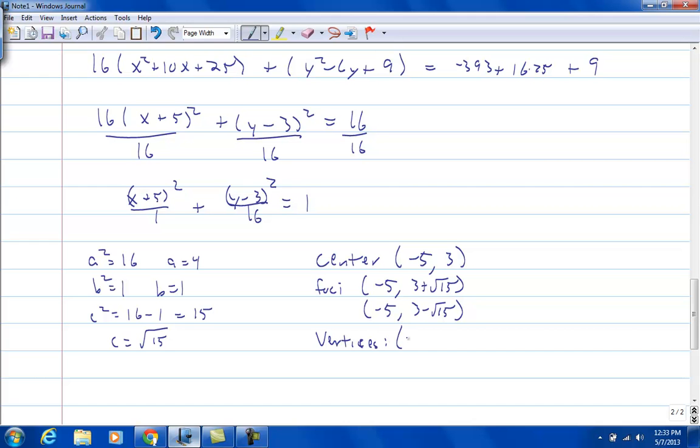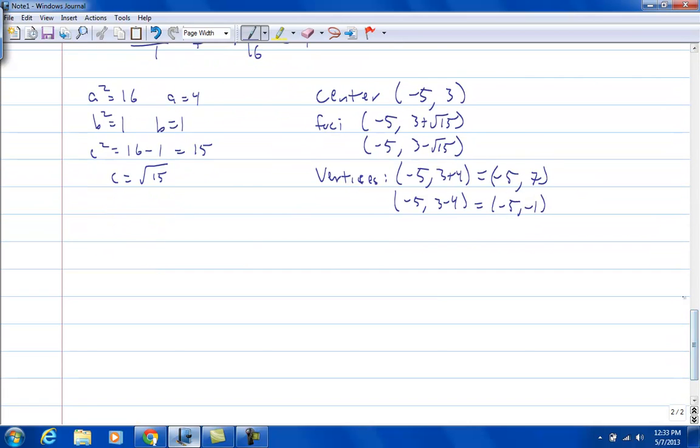And the vertices are going to be located at negative 5 comma 3 plus 4 and negative 5 comma 3 minus 4. It's negative 5, 7, negative 5, negative 1. And of course, for the minor axis, we're going to go out 1 from the center on either side.